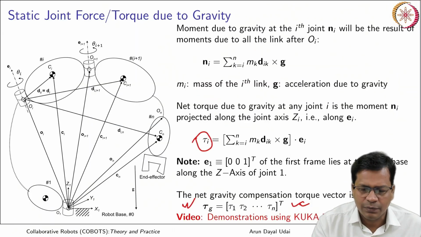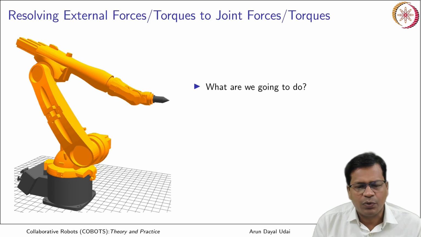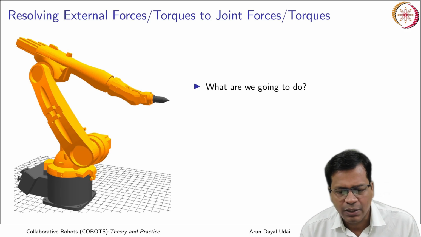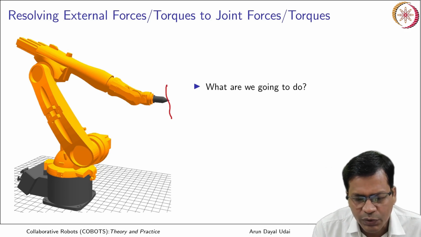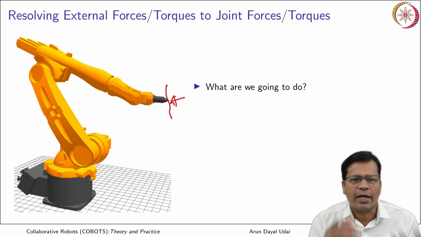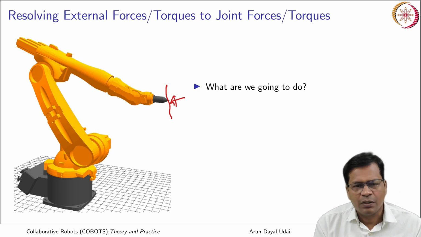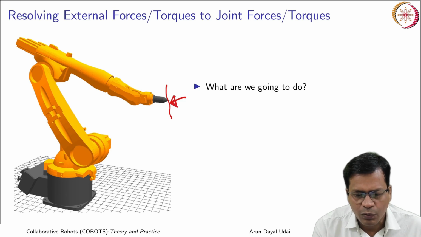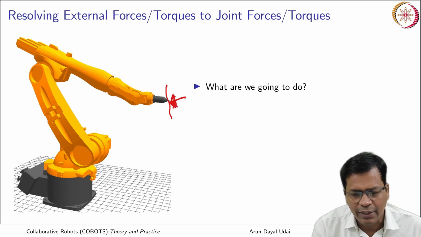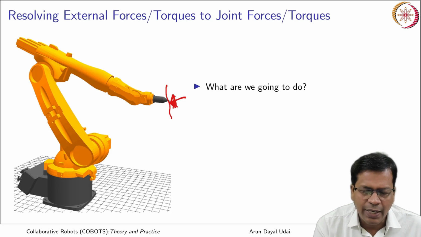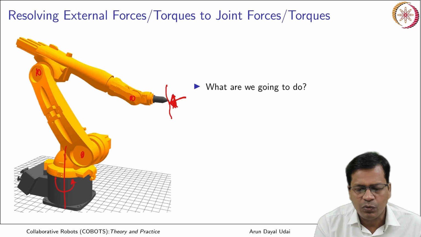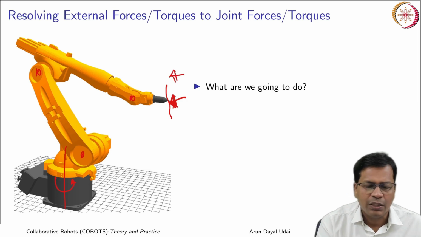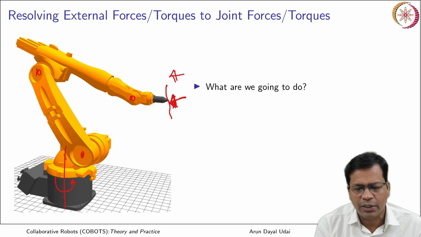Now coming to the next: resolving external forces and torques to the joint forces and torques. What we are going to do here is, any external force, if it is applied from here, let's say it is doing a grinding operation, polishing operation, or any assembly task, any quasi-static task will also create interaction forces at the end effector. So how does that influence each of the robot joints? So that I can counter that external force using the joint torques. That is what I want to do here.